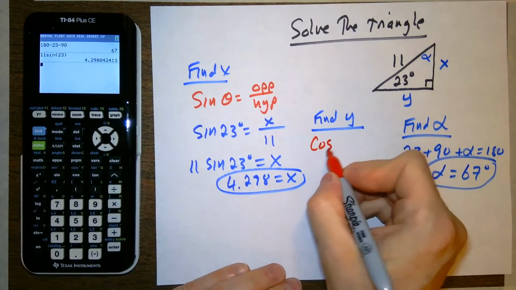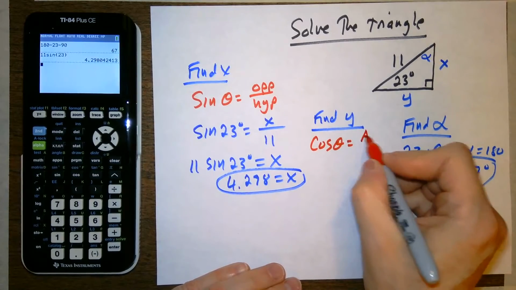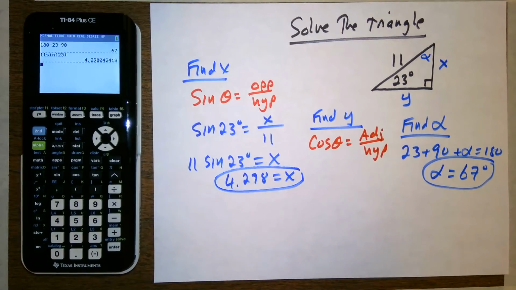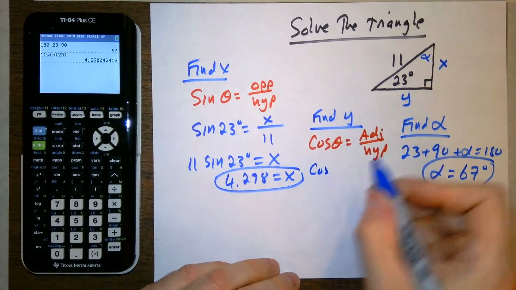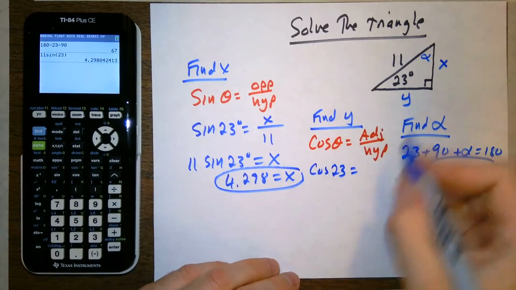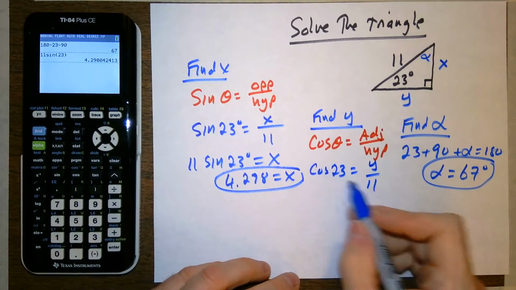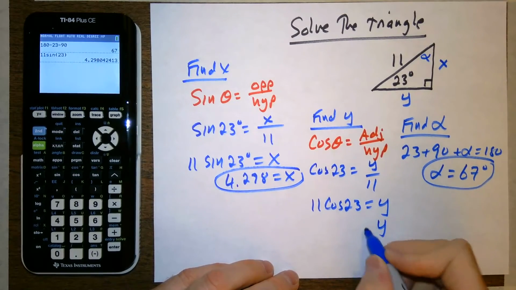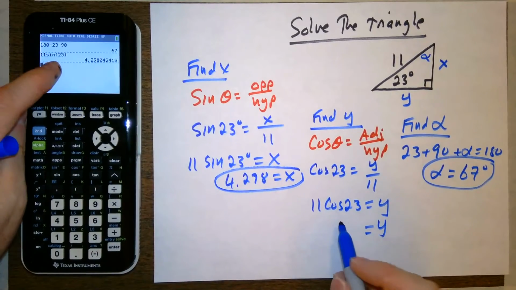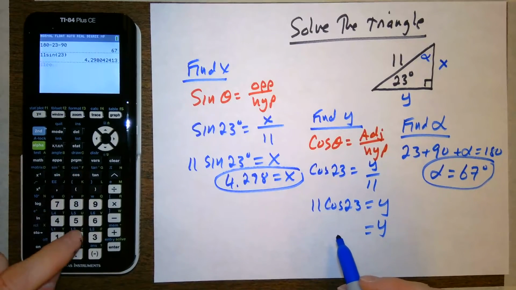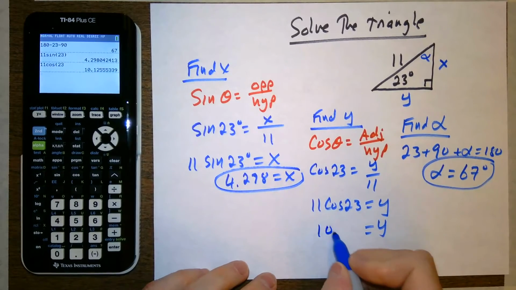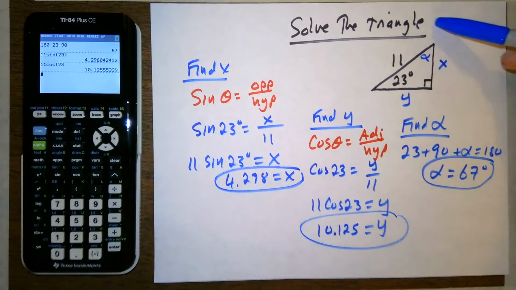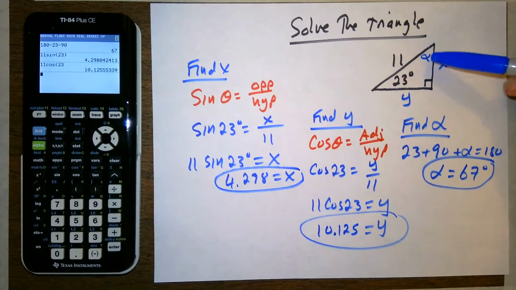The cosine ratio says the cosine of any angle is the ratio of the adjacent side over the hypotenuse. Substituting in, I get the cosine of 23 degrees is y over 11. Multiply both sides, I get 11 times the cosine of 23 equals y. I know that I'm in degree mode here, so 11 times the cosine of 23 equals 10.125-ish, somewhere around there. So solve the triangle means find all the missing angles and all the missing sides.